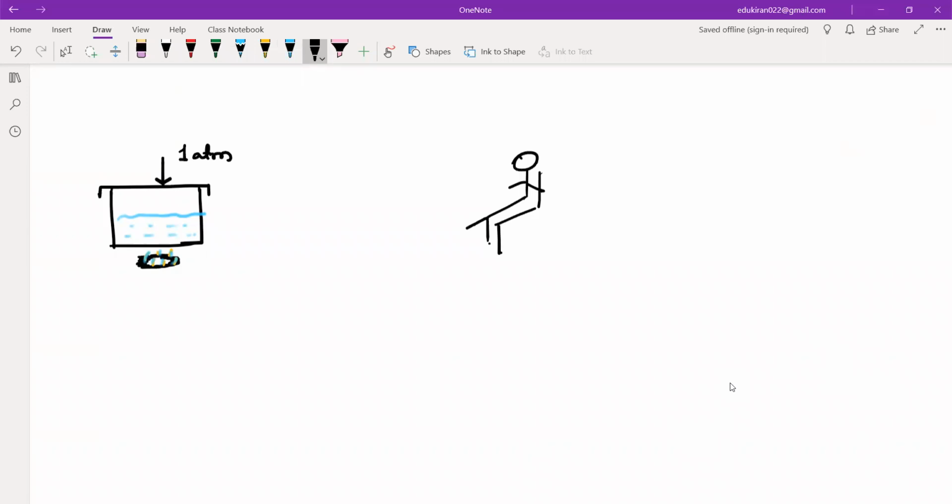Is that right? Yes. Now it is stable. But what will happen slowly? Slowly the water will become vapor. They will evaporate. And slowly, so much water vapor will be here.